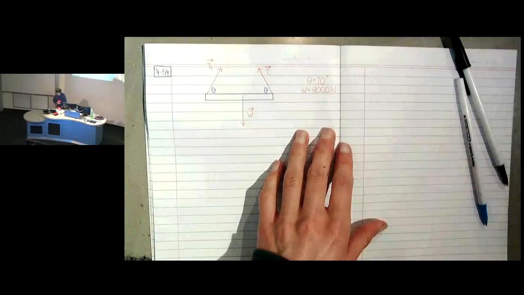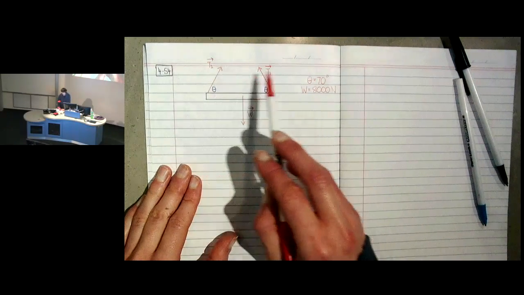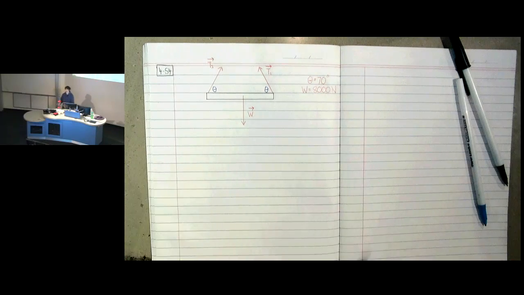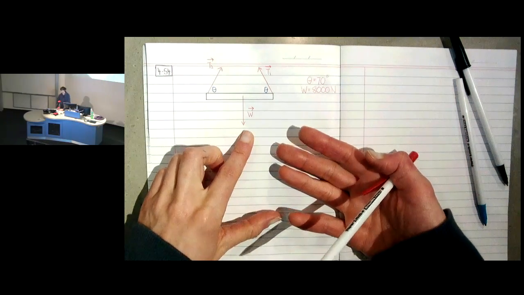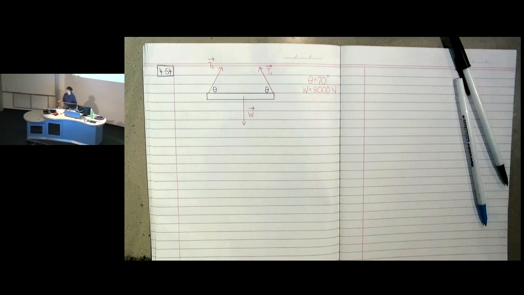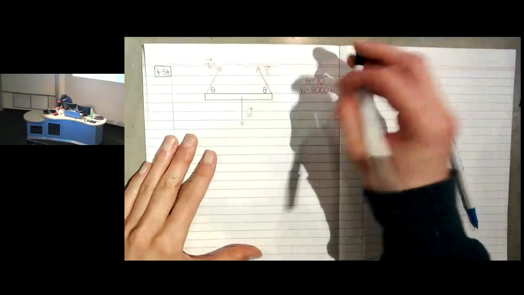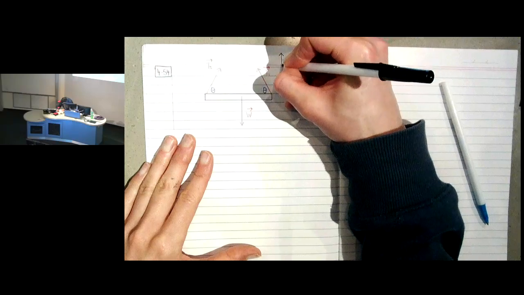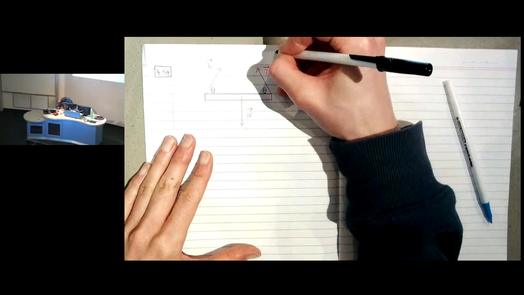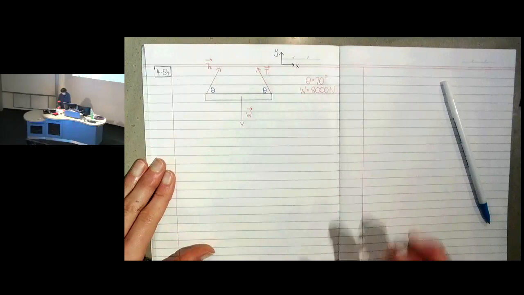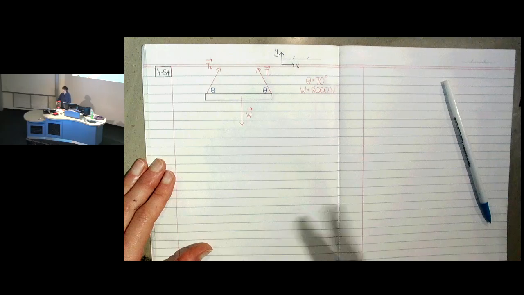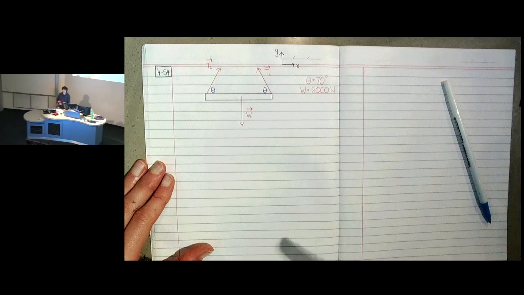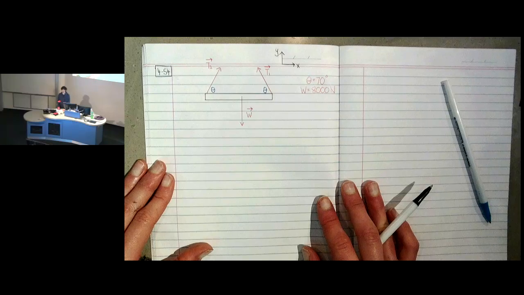So what I like to do in this situation is to split these vectors up into components and then add all the components in each of the two perpendicular directions up. Because I know that the net force is going to be 0, and so the x and y components of the net force have to be 0 as well. So let's define what I mean by x and y. So here I have an x-axis and a y-axis.